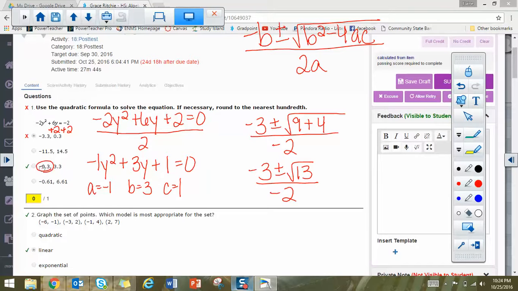If I do my other answer, I do 13 and take the square root. I don't quite have a scientific calculator here, so I'm going to make it negative. Then I'm going to add a negative 3, and then divide it by a negative 2. That gives you the 3.3 answer. So that's using the quadratic formula.